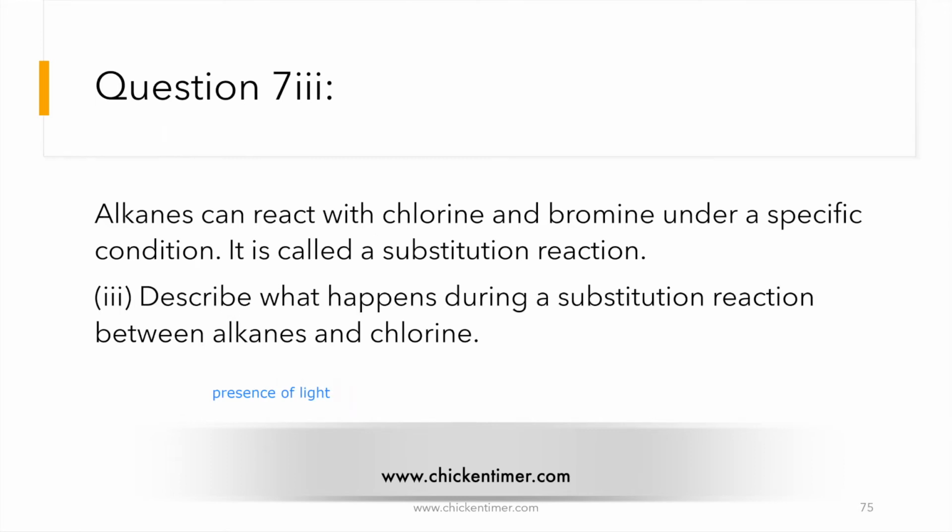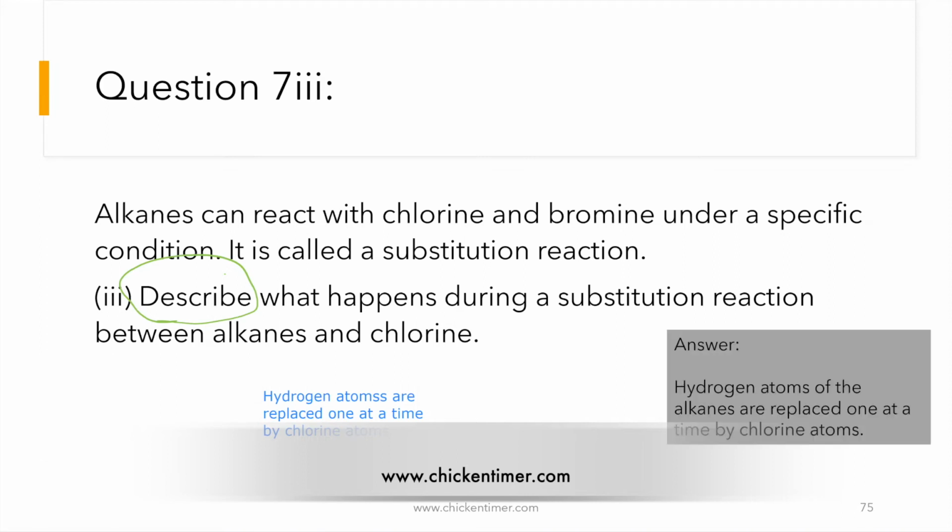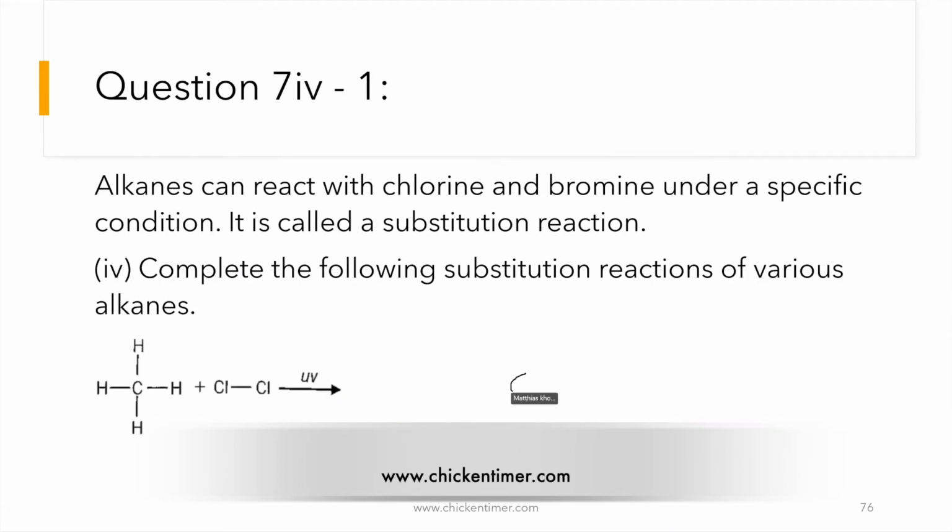Describe what happens during a substitution reaction between alkanes and chlorine. The magic word is describe. So in a few sentences, you can describe what happens, and then we will just work on your answer. Hydrogen atoms in an alkane are replaced by chlorine atoms one at a time. So then the reaction will stop when all the hydrogen atoms are used up, or replaced, or all the hydrogen atoms have been displaced. This is what we did just now. Complete the following substitution reaction. Yep. Presence of sunlight. This one.